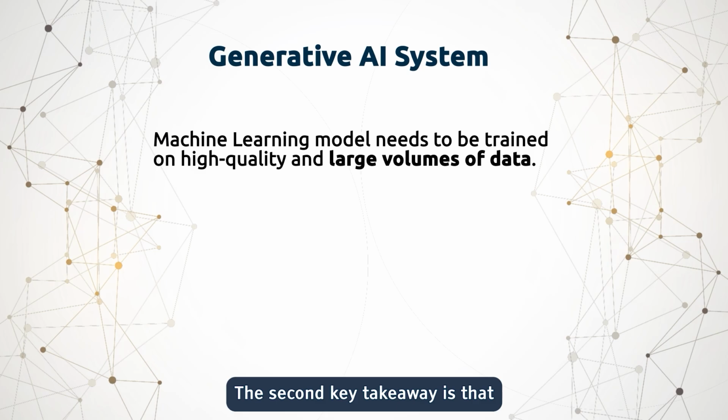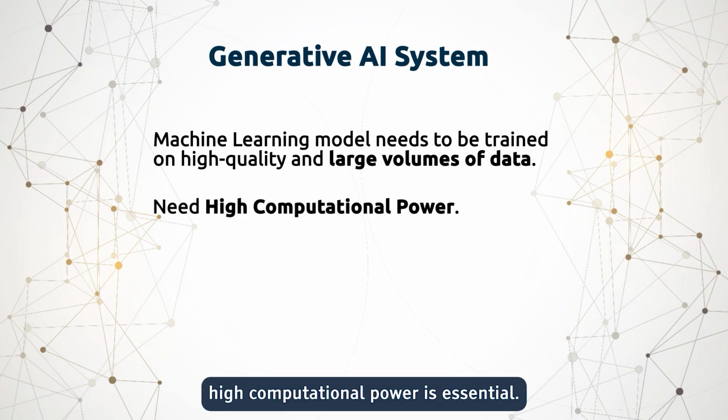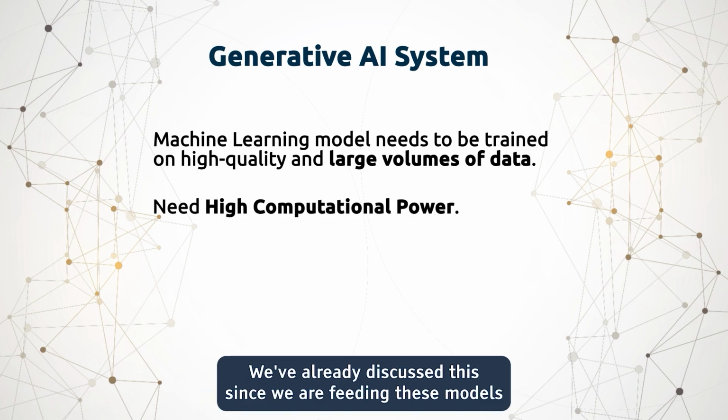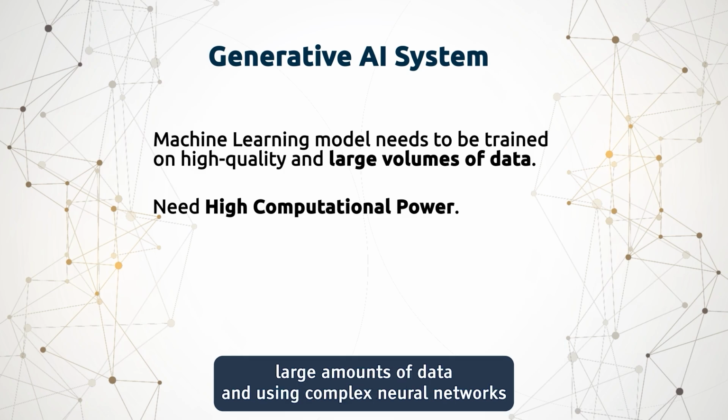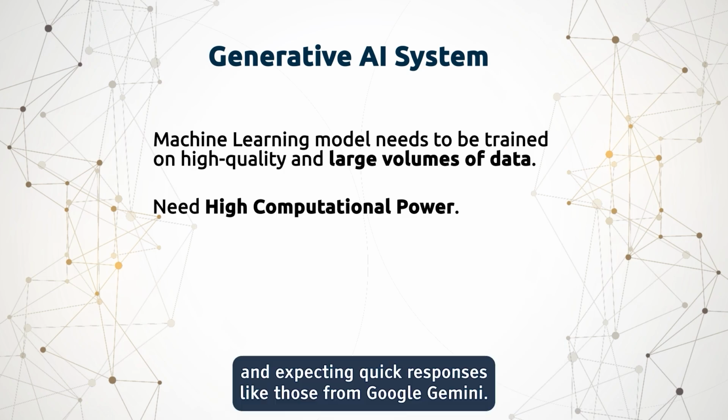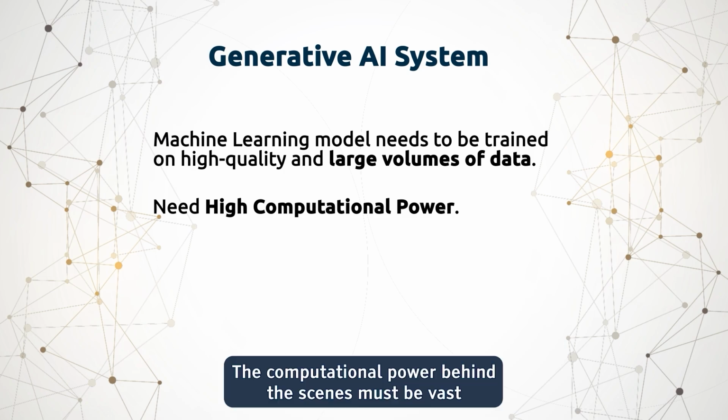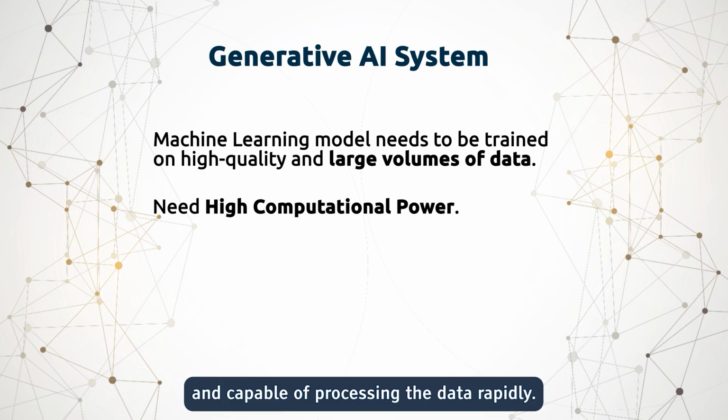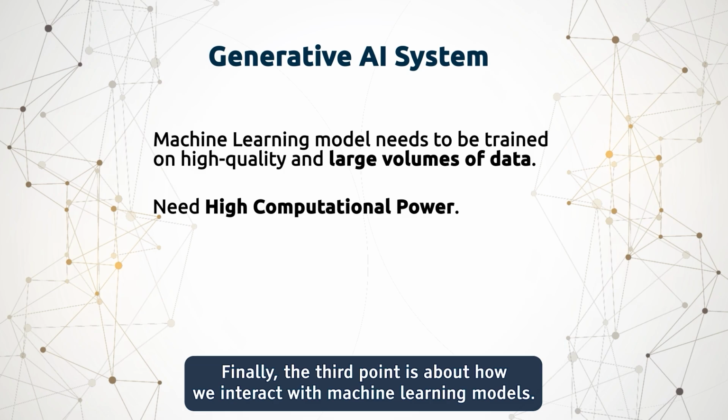The second key takeaway is that high computational power is essential. We've already discussed this. Since we are feeding these models large amounts of data and using complex neural networks, and expecting quick responses like those from Google Gemini, the computational power behind the scenes must be vast and capable of processing the data rapidly. Finally, the third point is about how we interact with machine learning models.